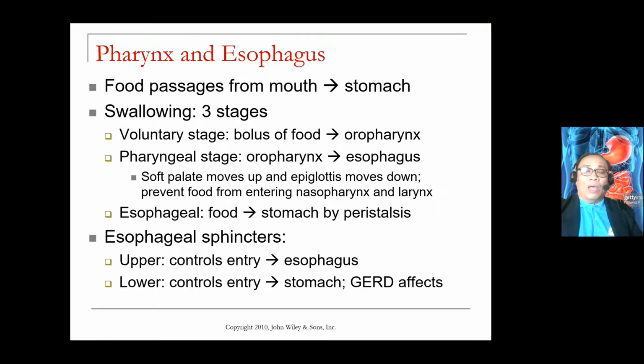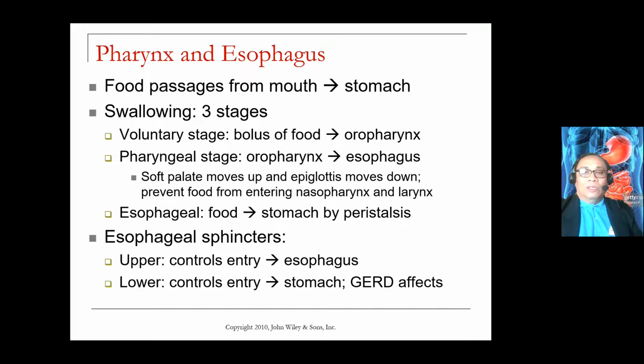esophagus, where the soft palate moves up, closing the nasal cavity, and the epiglottis moves down, guiding the food into the esophagus. Okay. And from the esophagus going to the stomach, the movement is accomplished through peristalsis.